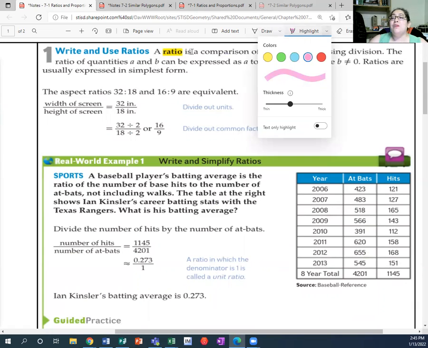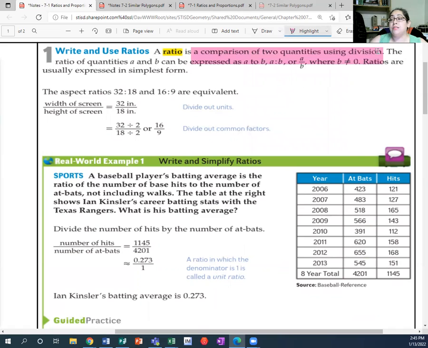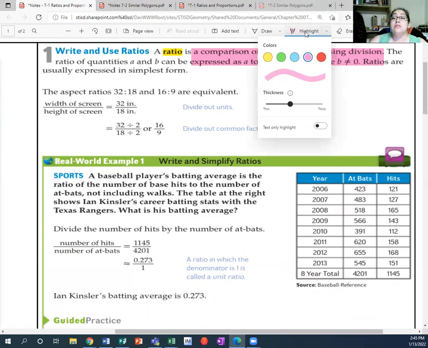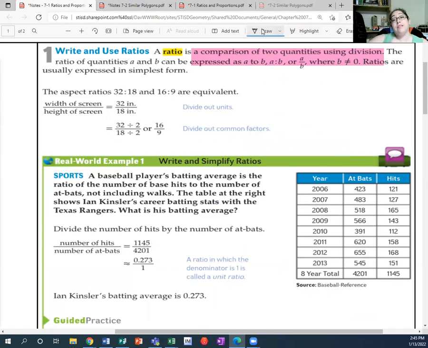A ratio is a comparison of two quantities using division. So it's just division, and we can write these ratios in three different ways. We can write it as the first number, the word "to," and then the second number. Or you can write it as the first number, a colon, and then the second number. Or you can write it as a fraction, number over number. In all of these cases, the second number is the one that you're dividing by, and so it cannot be 0. Otherwise, we break math.